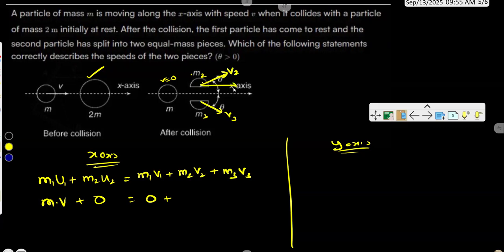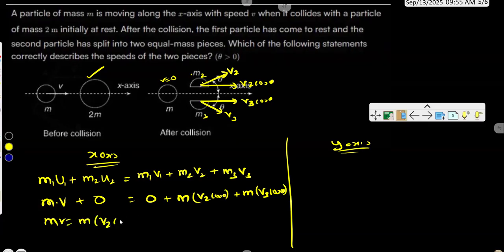The component in the x-axis would be v2 cos theta, and for the other, v3 cos theta. In place of m2 and m3, I can just put m because they are of the same mass. So mv is equal to m into (v2 cos theta plus v3 cos theta). Okay, so m and m get cancelled. V is equal to v2 cos theta plus v3 cos theta.